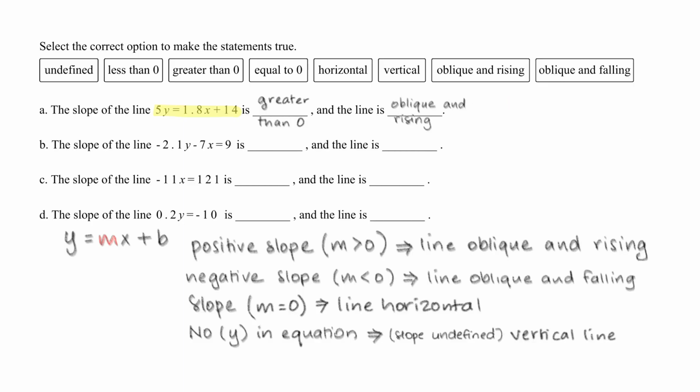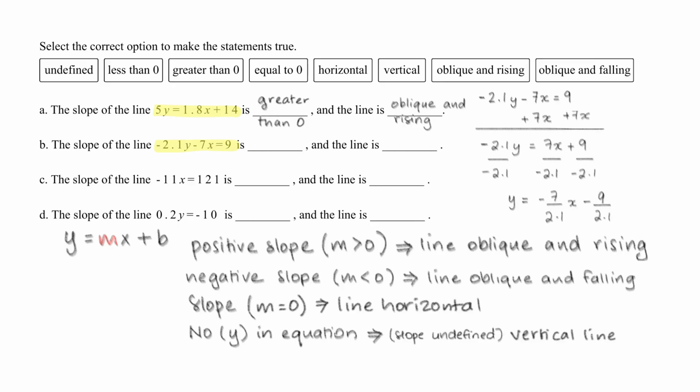Part B. We are given the equation negative 2.1y equals 7x plus 9. First, we need to isolate y. Divide everything by negative 2.1. Now look at the number in front of x. We have negative 7 over 2.1. Since it is negative, the slope is less than 0, and the line is oblique and falling.